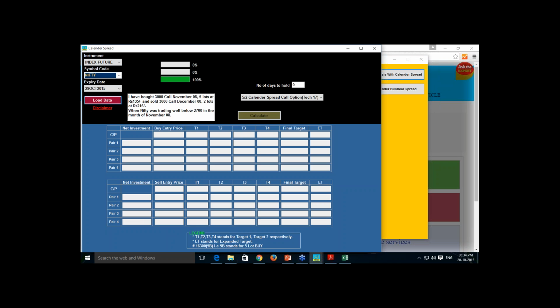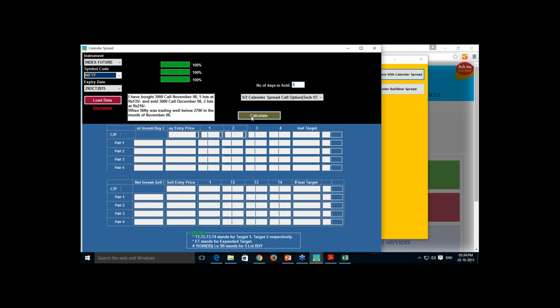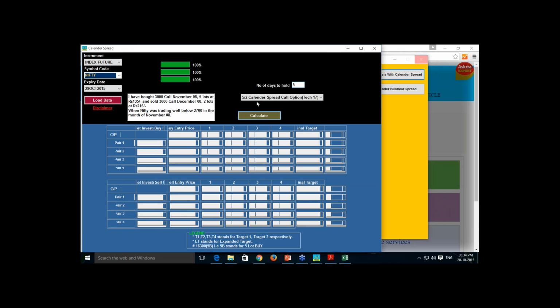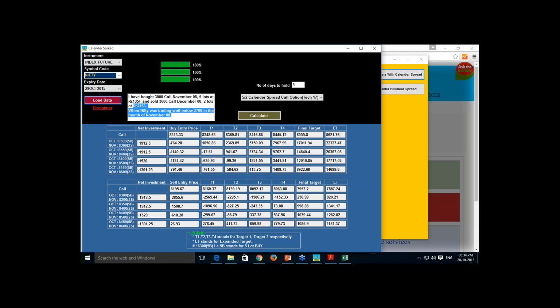In this cross calendar, in this particular software, a kind of simulator is given, wherein it can form pairs and you can choose the best pair among them. This is one of the simulations I am talking about, a 5 by 2 calendar spread, and that strategy is explained here. What is that strategy? October 8,300 call option, 5 lots you are buying, and November 8,300 call option, 2 lots you are selling.